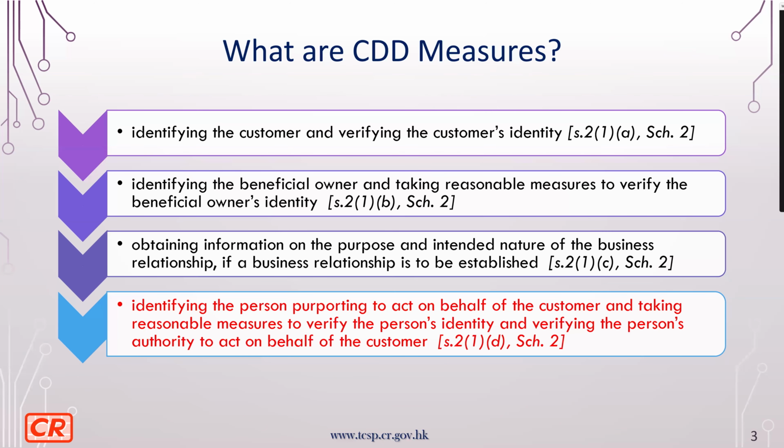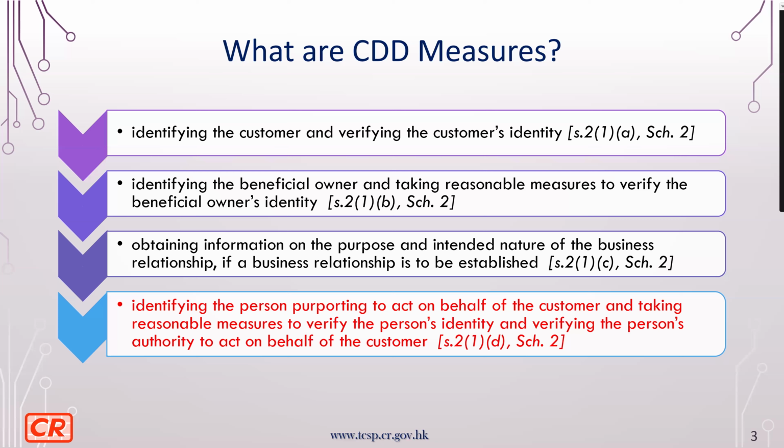So now we know when to carry out the CDD measures, but what are the measures that are applicable to a TCSP licensee? The CDD measures applicable to a TCSP licensee under Section 2 of Schedule 2 to the AMLO are shown on this slide. First, the licensee must identify the customer and verify the customer's identity. Second, he also must identify the beneficial owner and take reasonable measures to verify the beneficial owner's identity.